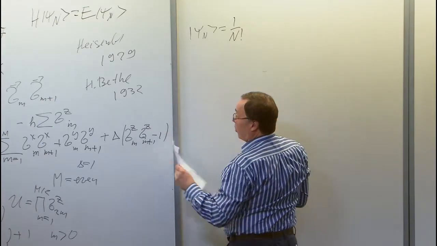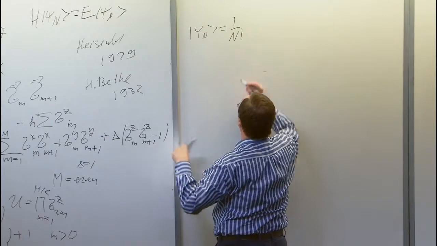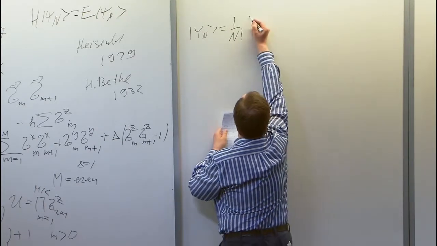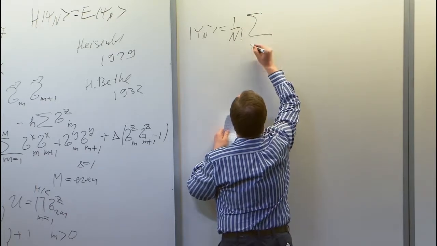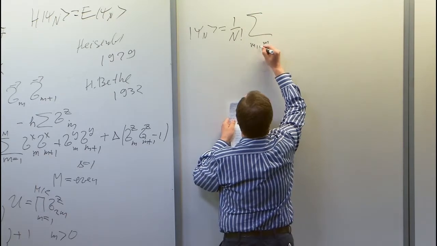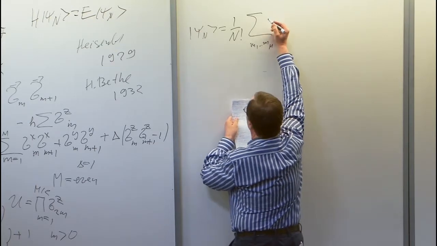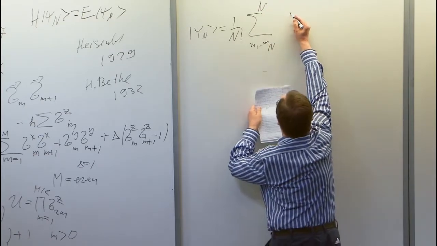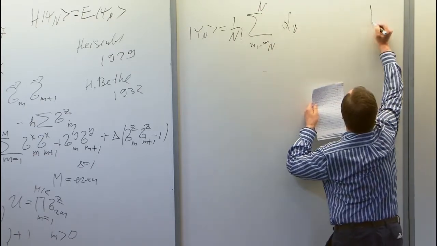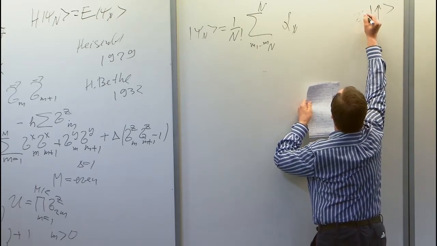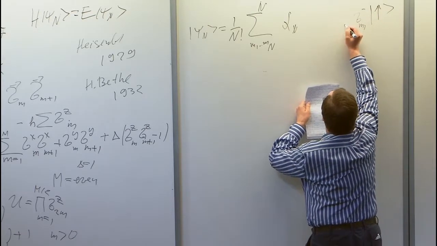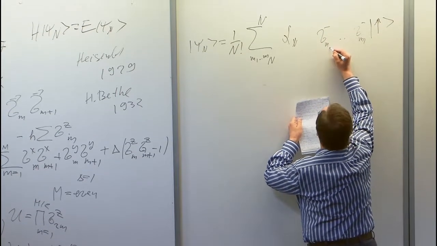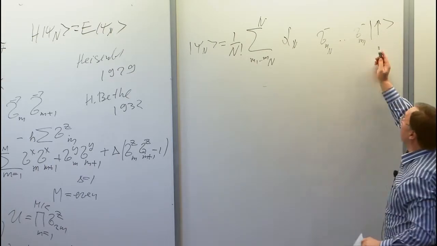N will be a different number. I'm not confusing them: M is the length of the lattice, N will be the number of spins down. So in all the formulas there will be 2 different integer numbers. So the eigenfunction is constructed like this.